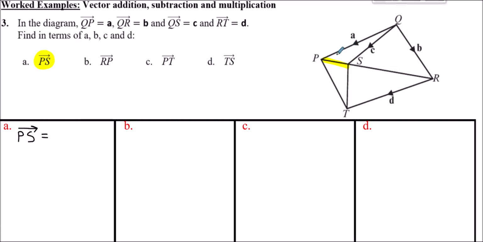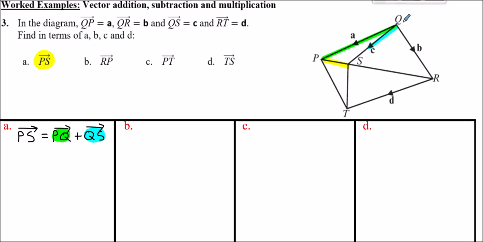Well, one way we could do it is we can go from P to Q, and then when we get to Q, to S. So PS we can do by going from P to Q, then from Q to S. Let's colour in what I mean here. So from P to Q, I mean along here, and then from Q to S, down this way.